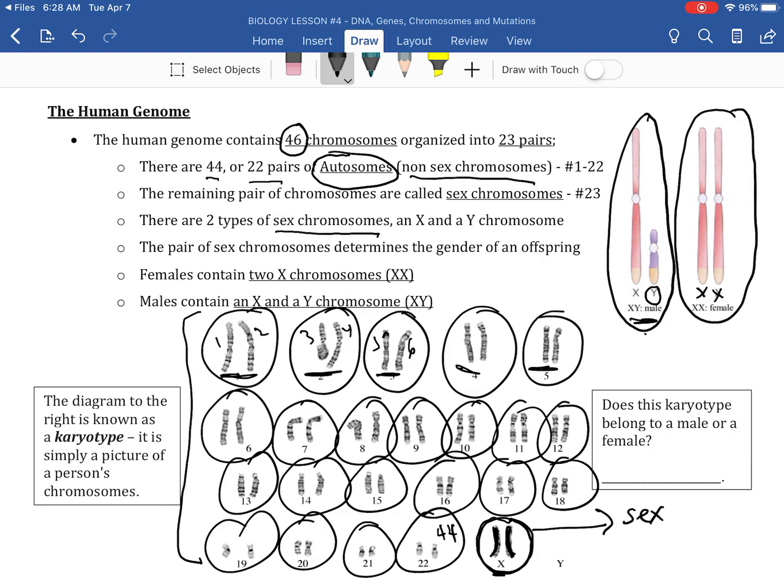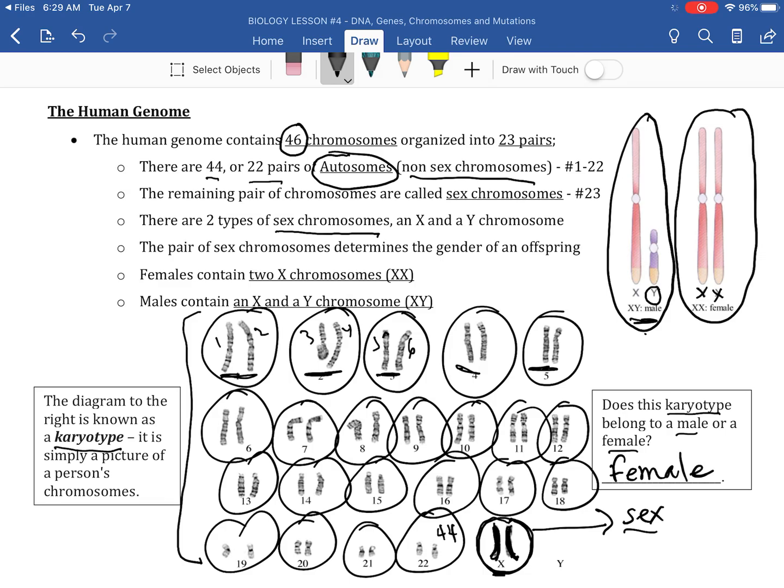That's a karyotype. It's just a way of looking at all the chromosomes and chromosome pairs, all right? So the diagram to the right is known as a karyotype. It is simply a picture of a person's chromosomes. So what sex is this karyotype? If it has 2 X's, can you please tell me if this karyotype belongs to a male or female? Well, if you said female, you would be correct.